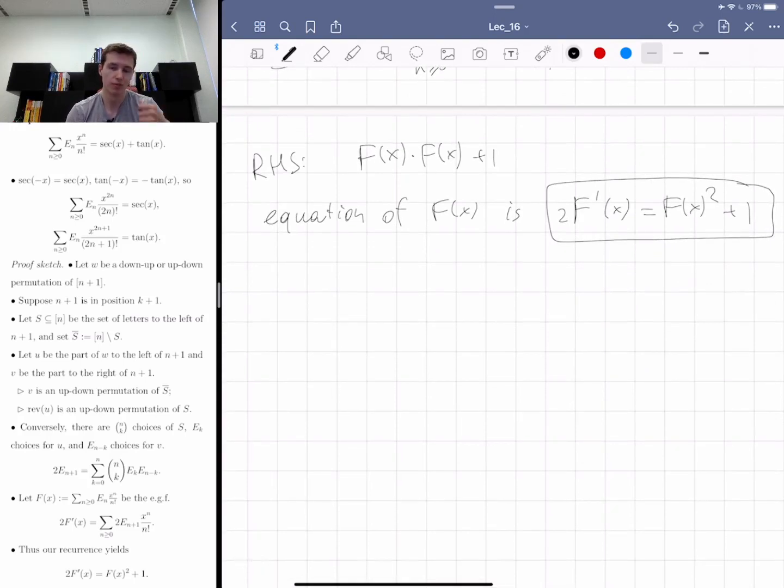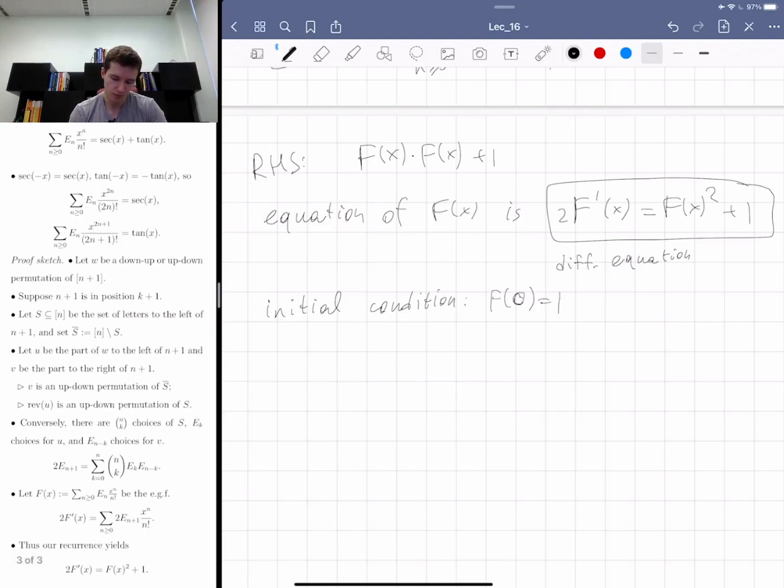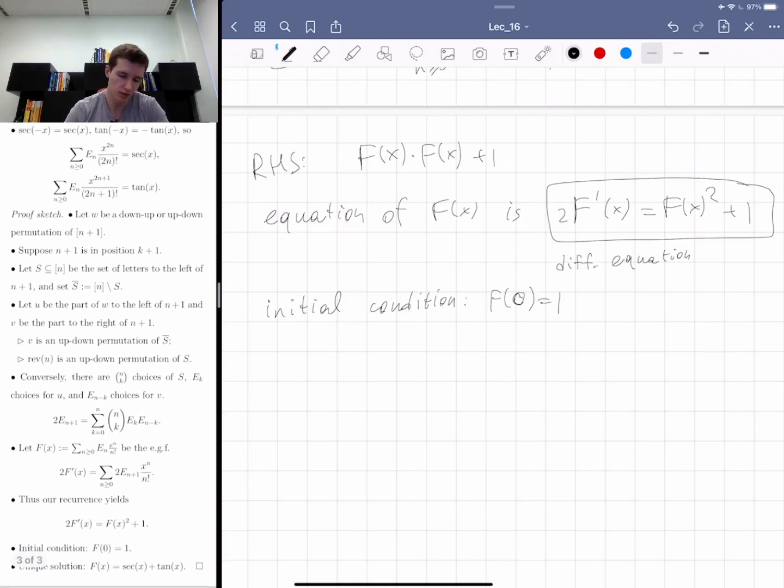Those of you who know calculus or analysis well will recognize this as a differential equation. Looking at the constant terms, you get the initial condition, which is that f of 0 should be equal to 1. So you have a differential equation and an initial condition, so the solution is unique.